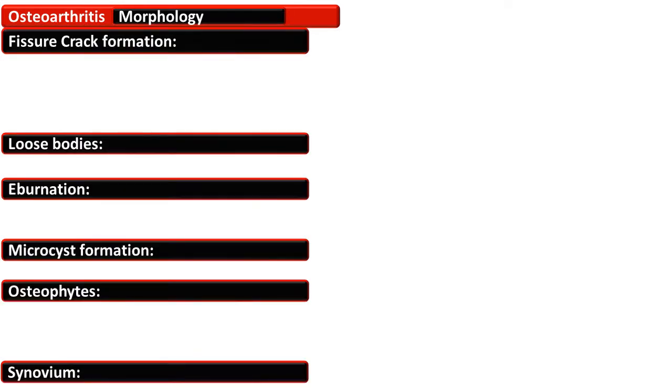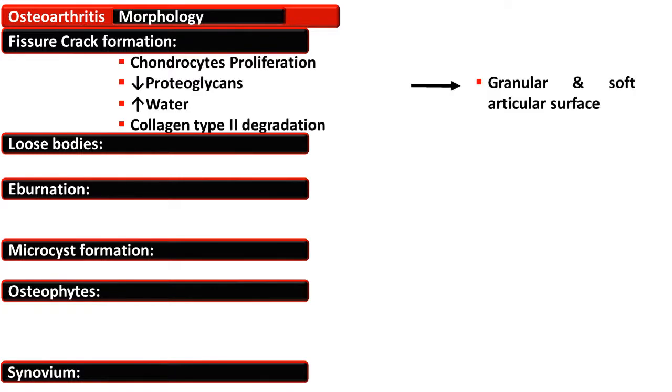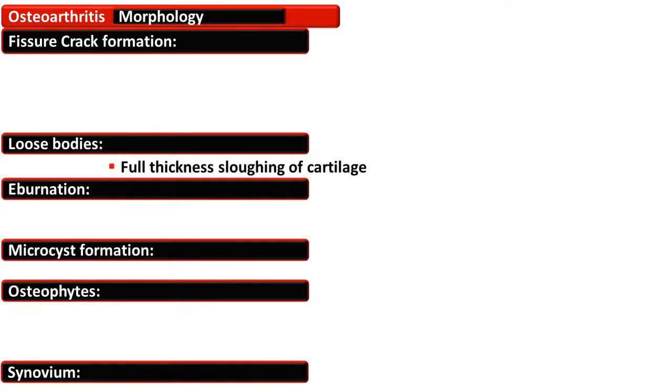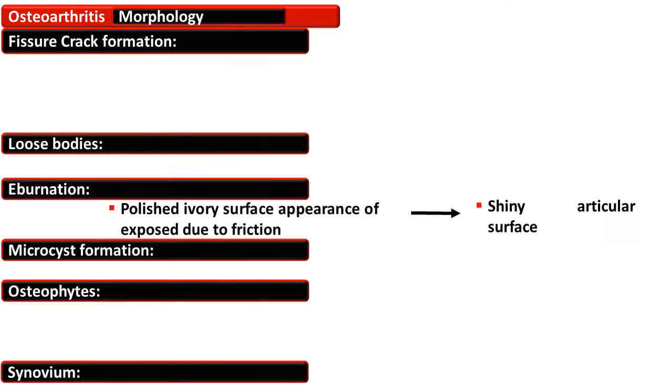All these pathogenetic events then lead to the characteristic morphology of osteoarthritis, that is fissure or crack formation, presence of loose bodies, eburnation of the joint surface, formation of microcysts, presence of osteophytes or synovial changes. The chondrocyte proliferation, decreased proteoglycan, increased water, and collagen type 2 degradation result in a granular and soft articular surface. Loose bodies are formed due to full-thickness sloughing off of the cartilage. Then eburnation is due to friction.